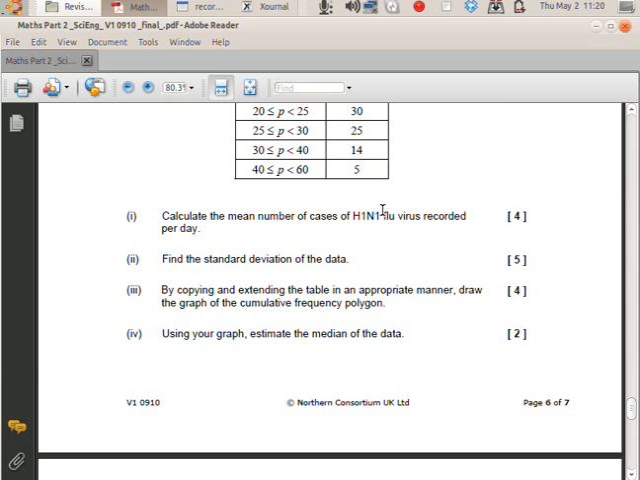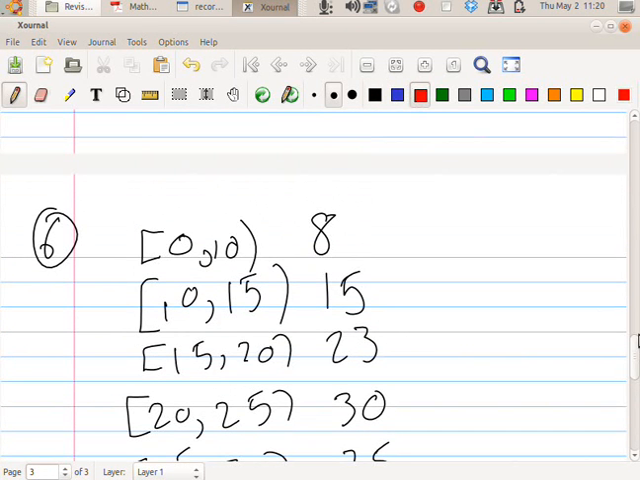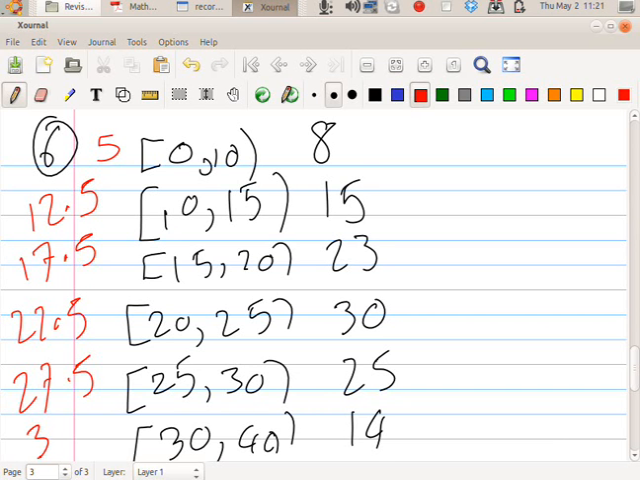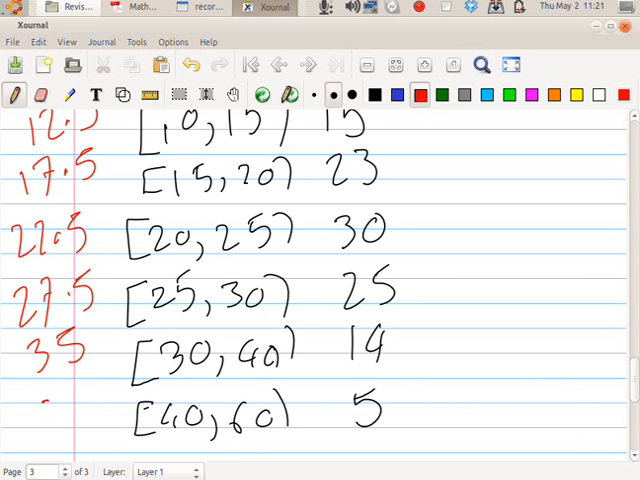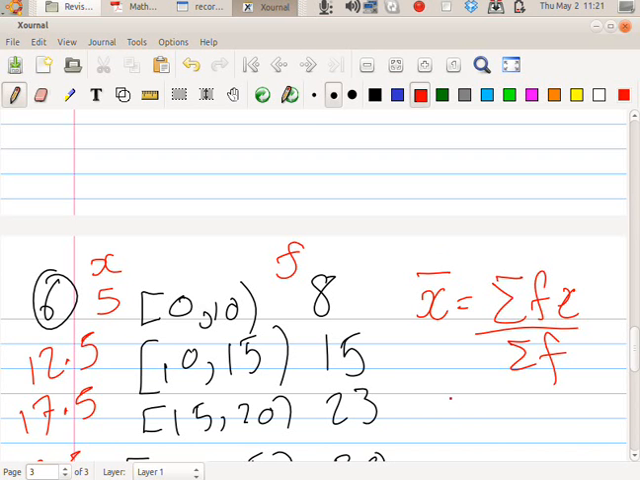Question 1, what is the mean? 2, standard deviation. 3, cumulative frequency. And 4, median. Right, so for the mean, you need to know what the midpoints are. So it is 5, 12.5, 17.5, 22.5, 27.5, 35, 50. This is called my x, and this is called my f, and the formula for the mean is sum of fx over sum of f, which equals, now give me that calculator, Jeff, please.